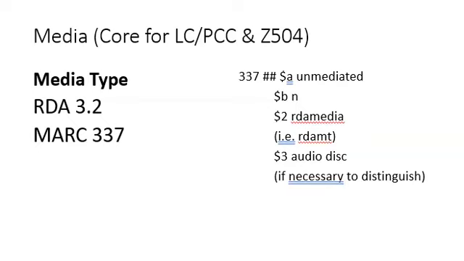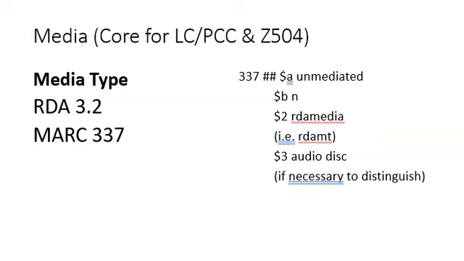As we work with books, that media type is unmediated because there is nothing in between our senses and the content. The media type is therefore represented by the RDA term unmediated and the MARC 337 subfield a. It is also represented by the MARC code for the RDA term, n, in the MARC 337 subfield b.